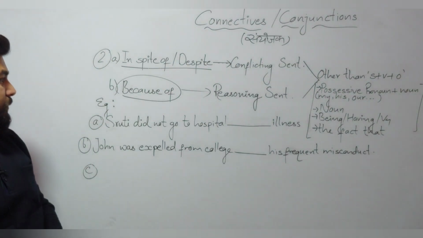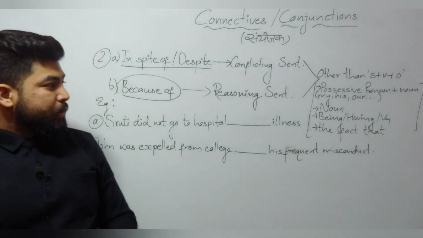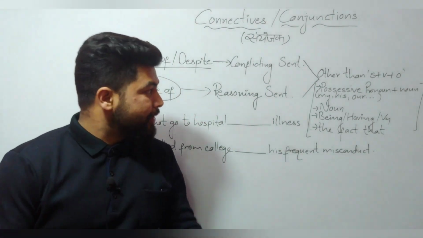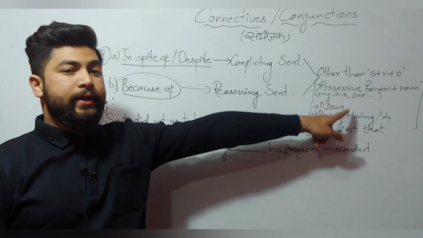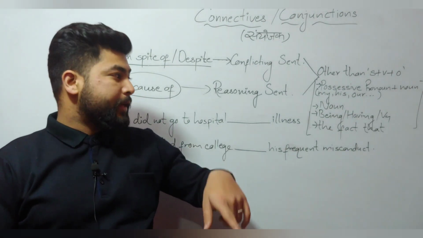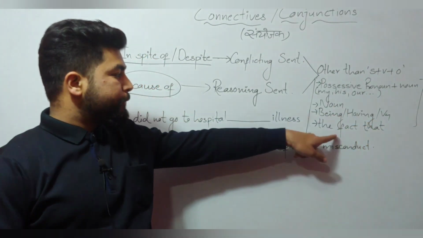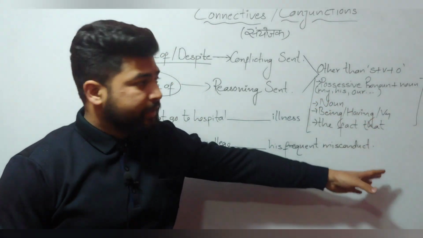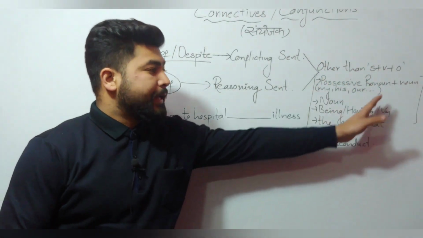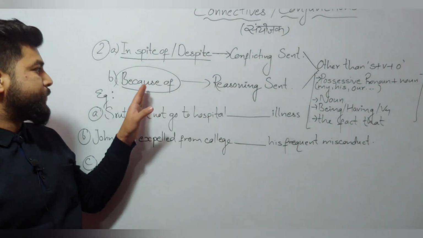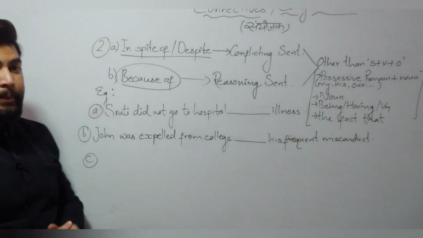By other than subject plus verb plus object we mean, you will find here anything but a sentence, okay? Here could be possessive pronoun plus noun. Possessive pronoun examples: my, his, our, your, something like that. And sometimes they can only be a noun, being, having, before, or the fact that. You'll find here anything except subject plus verb plus object, okay? And in this sort of pattern, for a reasoning sentence we use because of, and for a conflicting sentence we have in spite of, despite. So let us go to the example now.